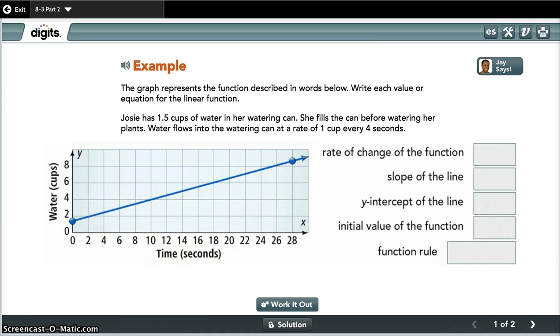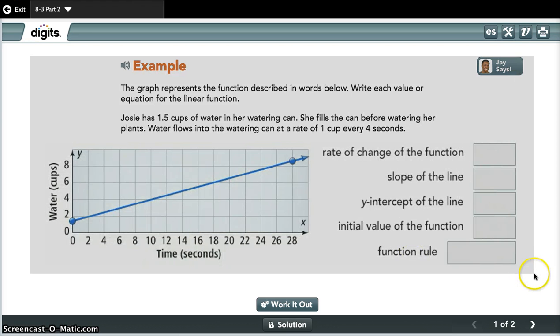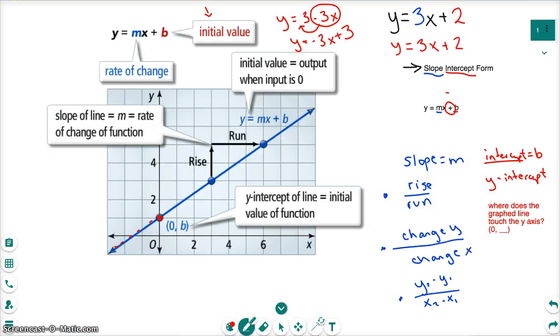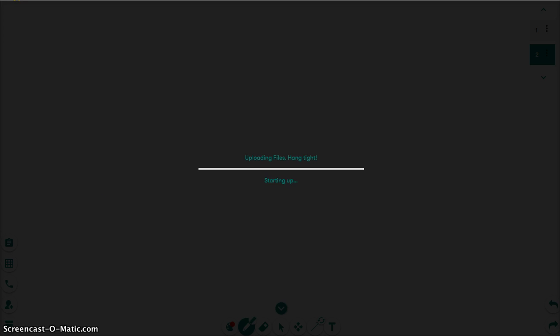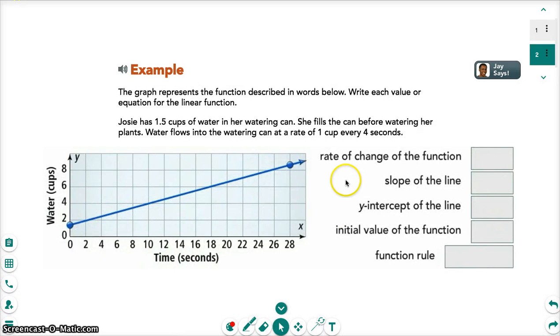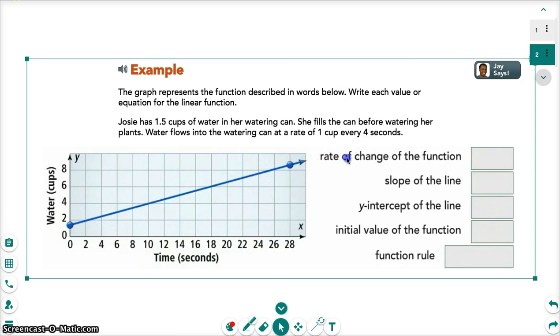Let's go ahead and break this down together. I'm going to pull all this information into our notepad here. All right. So first, we are asked to understand the situation. So remember, Josie's filling a watering can. She's not actually watering the flowers, so she's filling the watering can. And this is how quickly the water is being put into the watering can. So we're asked to find the rate of change, which is the slope.